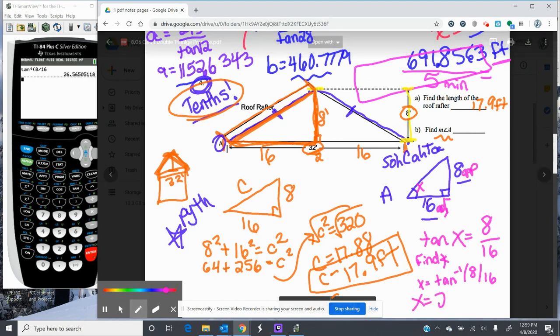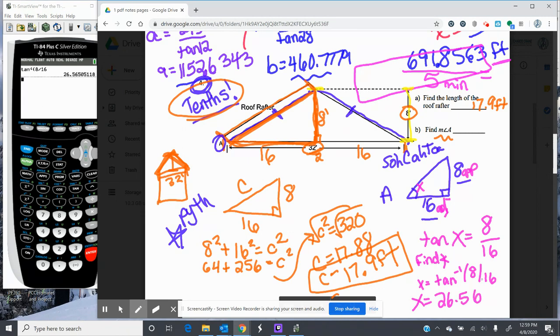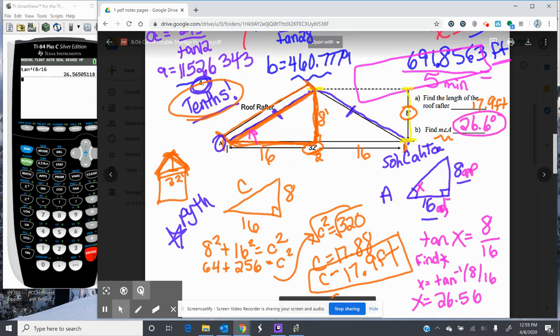X equals 26.56 degrees. So rounded to the tenths place is going to be 26.6 degrees. That's how big angle A is there. So that's it really for the new notes. But that was a really good review of where your variable can fall within our trig function.